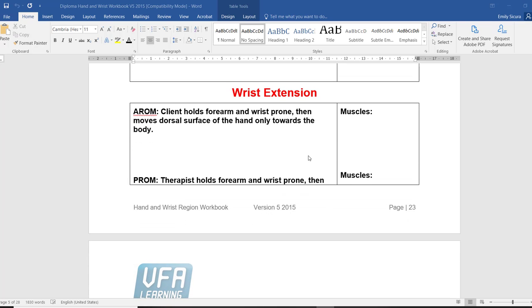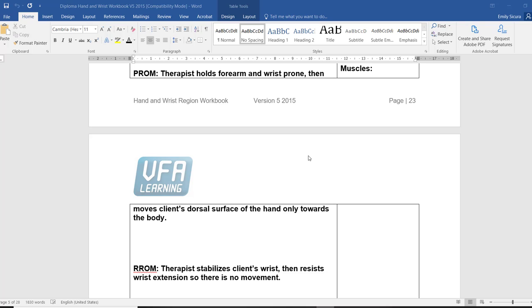Wrist extension. Actively, the client holds the forearm and wrist prone, then moves the dorsal surface of the hand only towards the body. Passively, the therapist holds the forearm and wrist prone, then moves the client's dorsal surface of the hand only towards the body. Resistively, the therapist stabilizes the client's wrist, then resists wrist extension, so there is no movement.